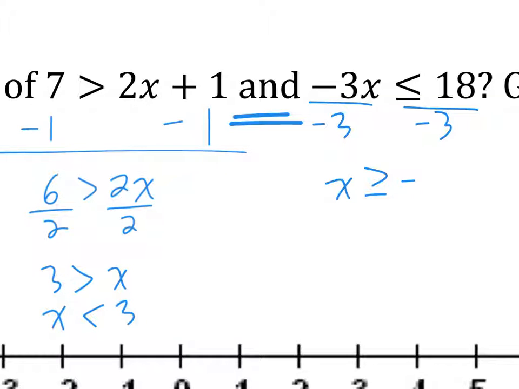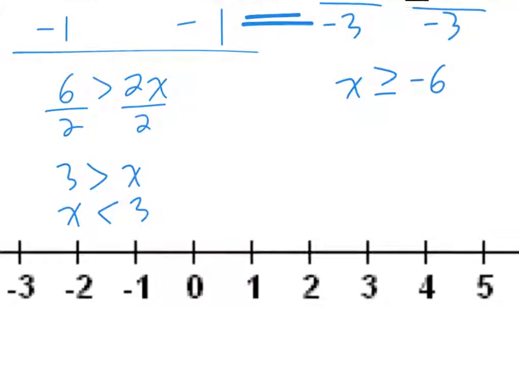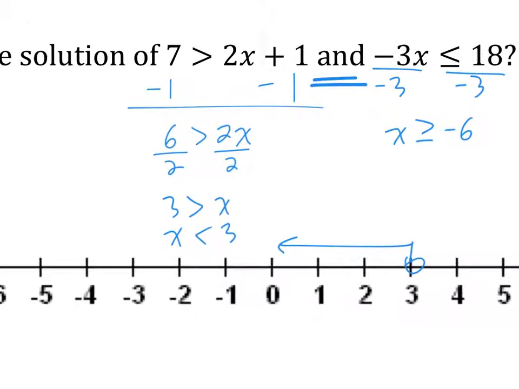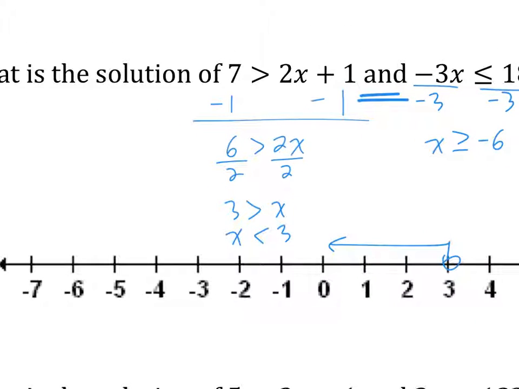Yeah, greater than or equal to negative 6. So at this time, what you want to do is graph. Okay, so x is less than 3. So open circle on 3, point to the left. And then x is greater than or equal to negative 6. So closed circle on negative 6, point to the right.